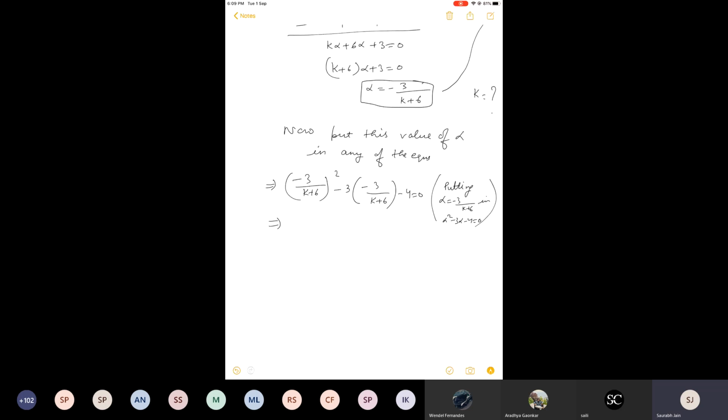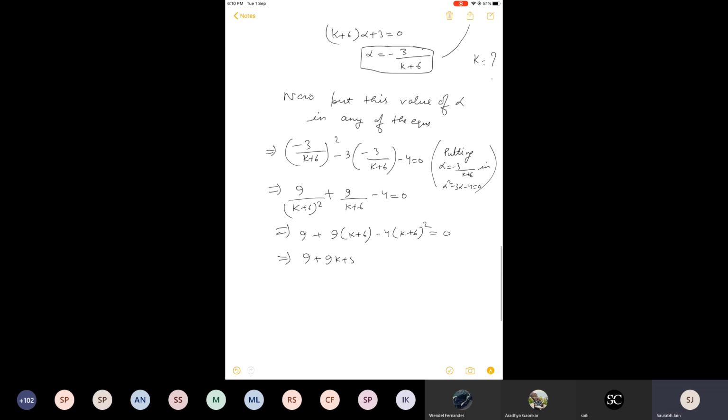So for simplifying, this will be 9 upon k plus 6 whole square. This is 9 upon k plus 6 minus 4. Okay, take LCM or cross multiply, whatever you say. So it will be 9 times of k plus 6 minus 4 times of k plus 6 whole square. This is like taking LCM and then cross multiplying, which I have done in a single step. So this is 9k plus 54 minus 4 times k square plus 12k plus 36.